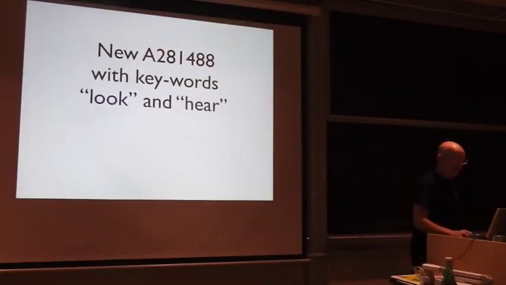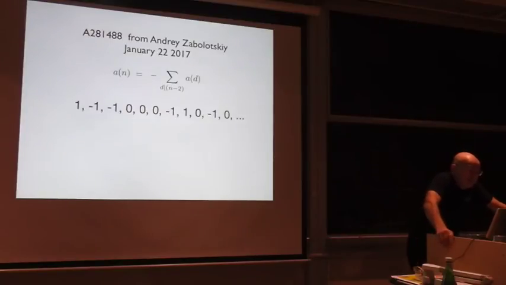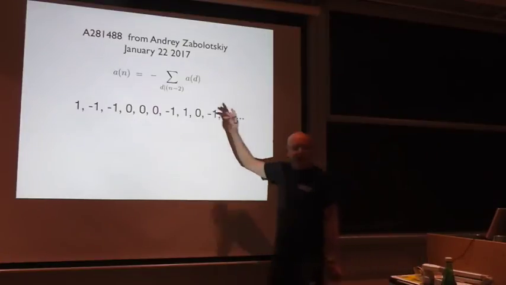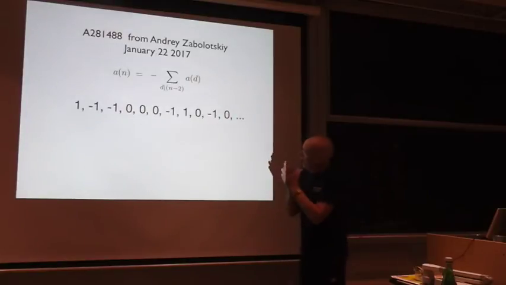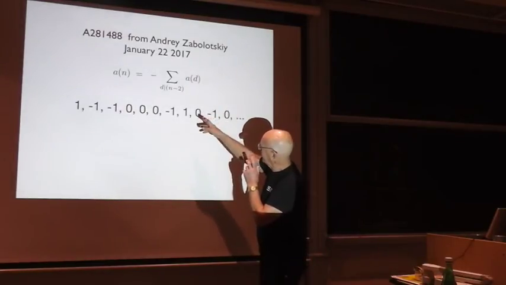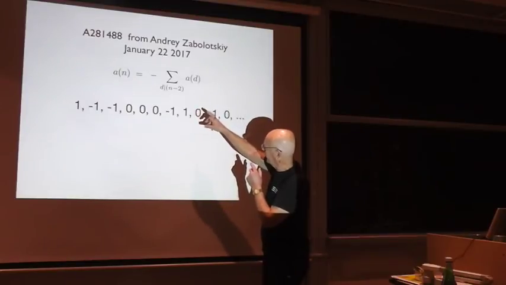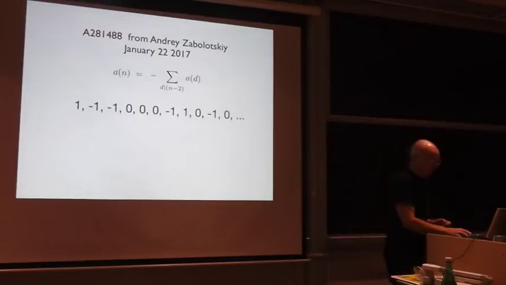So here's 281488. It was sent in by Andrei Zabolotsky. And the definition is, A of n is the sum of certain previous terms. It's the sum of A of d as d goes from 1 to n minus 1, and d has to divide n minus 2, and you begin with 1, and you get that sequence.